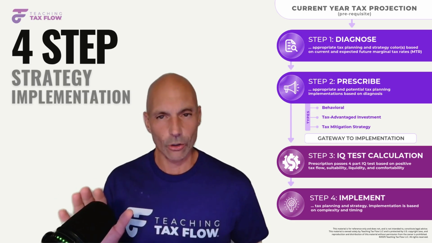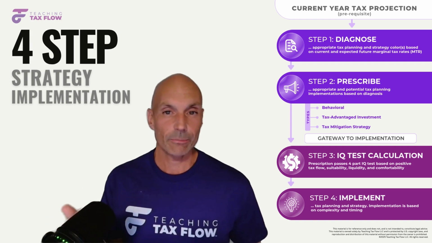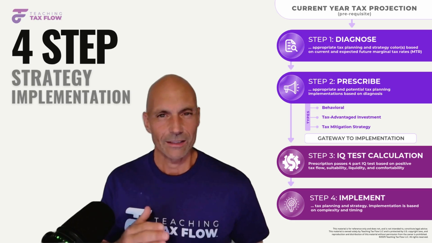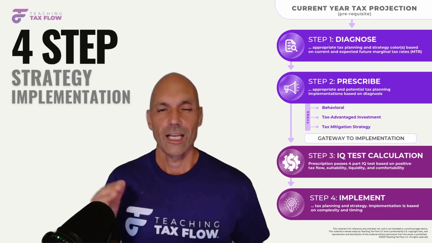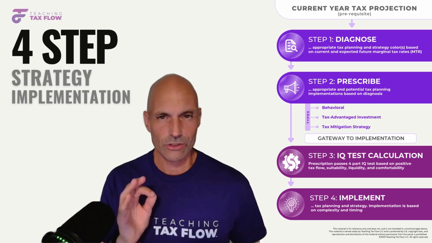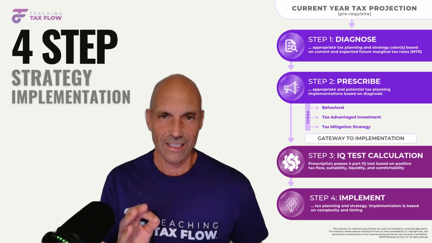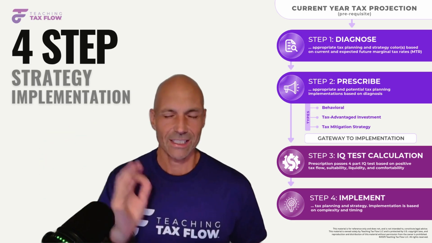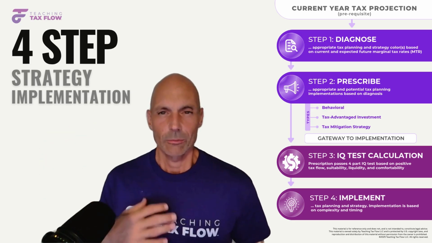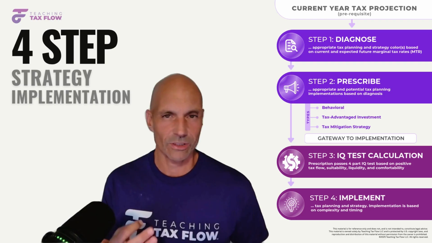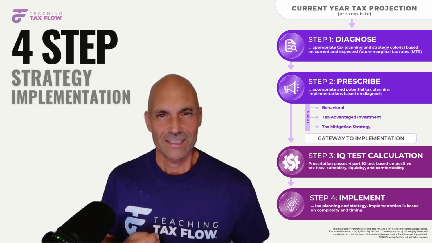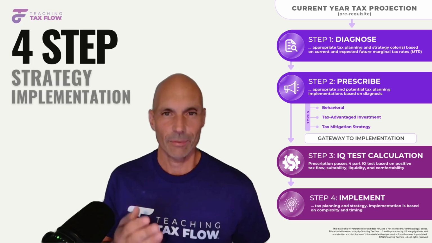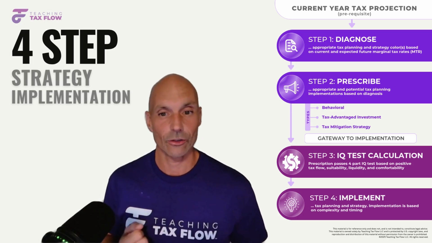So once we diagnose the taxpayer, then we step into step 2, the prescription stage. Now, we always say ideas are cheap, implementation is valuable. So prescriptions are important, but that's not the end goal. However, prescriptions have to be based on the diagnosis. And at that point, prescriptions are shared with the taxpayer. Typically, 6 to 8 different prescriptions or ideas are shared with the taxpayer based on their situation or diagnosis.